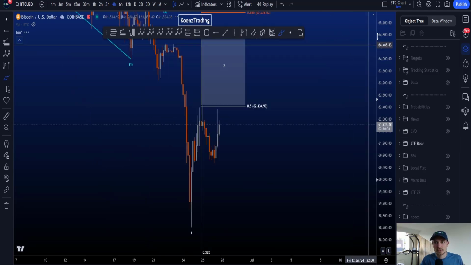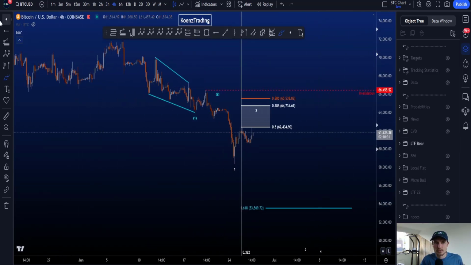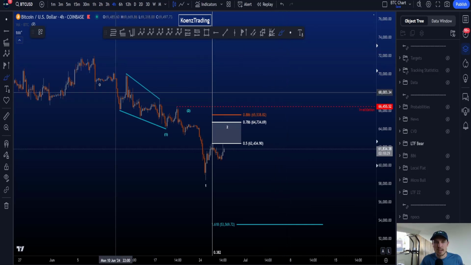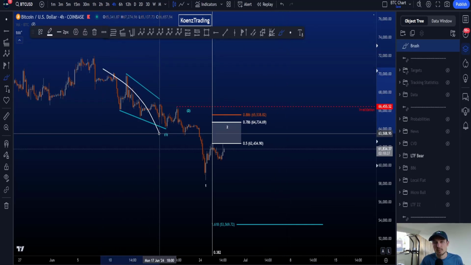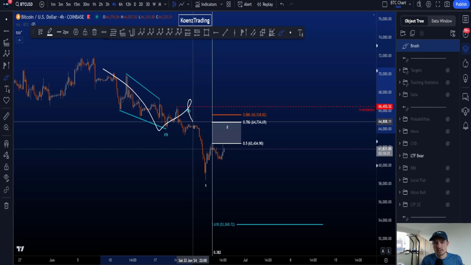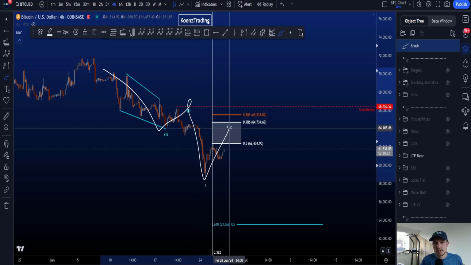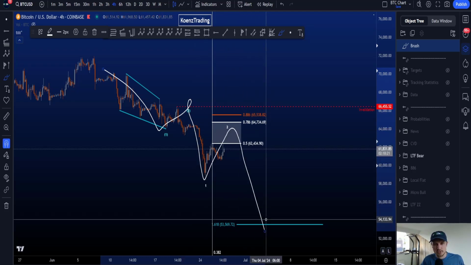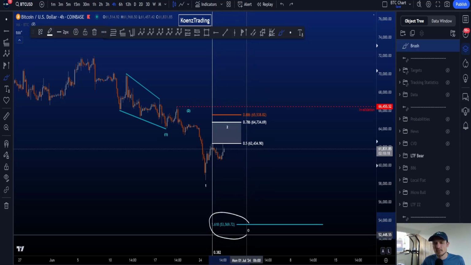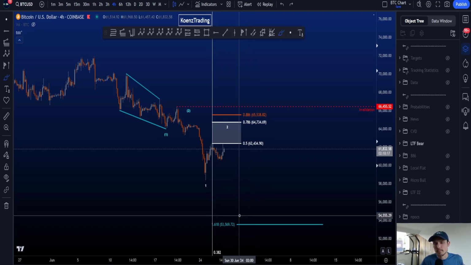The bearish scenario is an impulse to the downside, where we have a double 1-2. Wave 1 here is a diagonal, wave 2 is finished, another one over here, another 2, and then look for continuation to the downside, where 53.5K would be a minimum target.